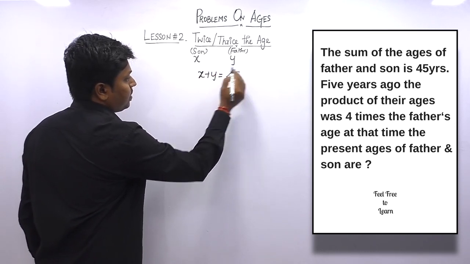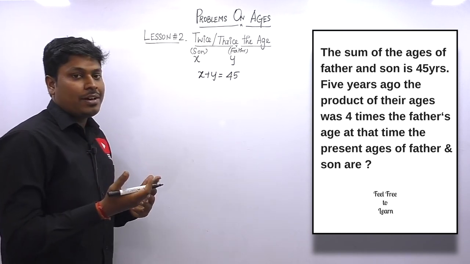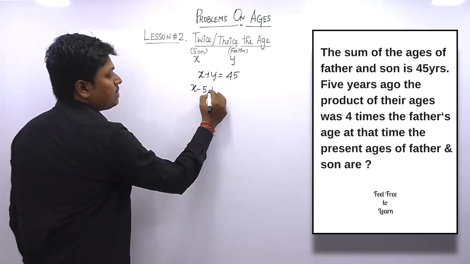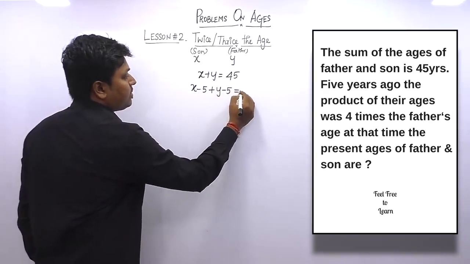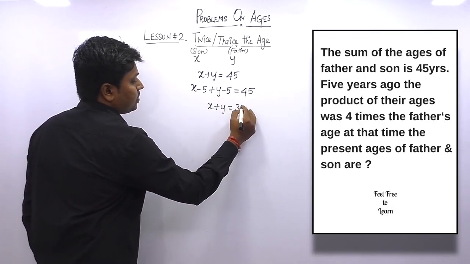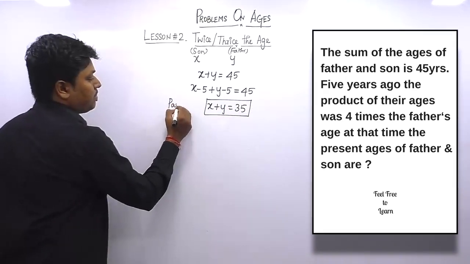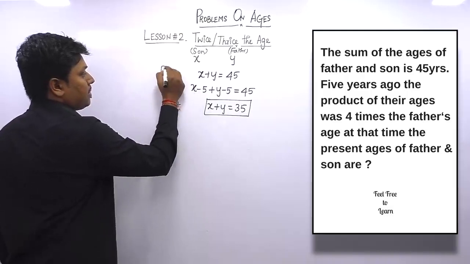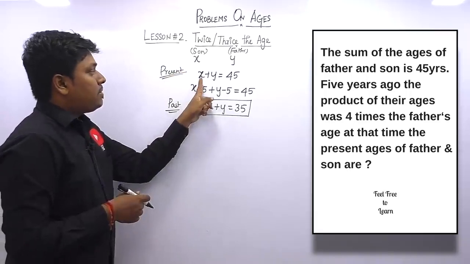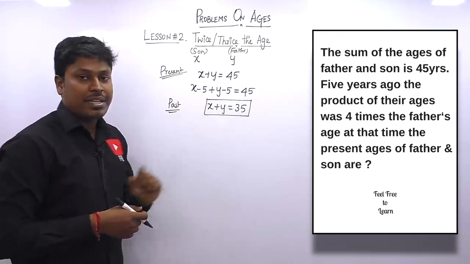So 5 years ago, the meaning of ago is past, right? So 5 years ago, the son's age will be x minus 5, and similarly the father's age will be y minus 5. So x plus y minus 10 is equal to 35. So this will be the sum of ages in the past, right? And this is present. So the sum of the present ages, x plus y, is equal to 45, and the past sum of their ages, x plus y, is equal to 35, right?